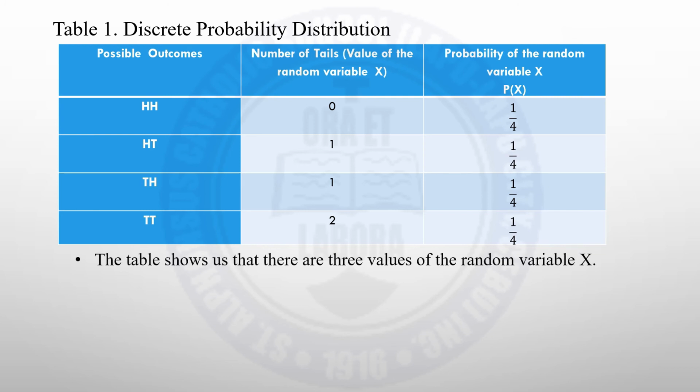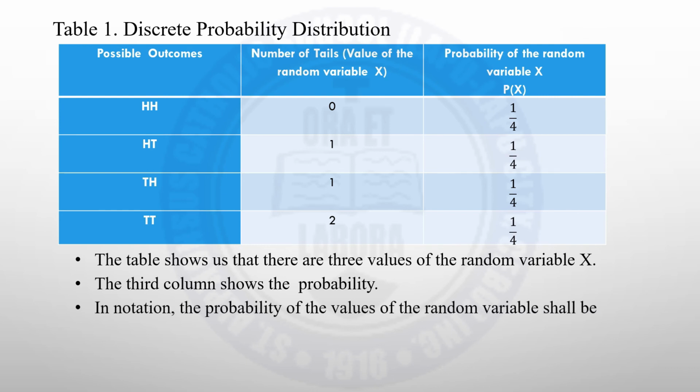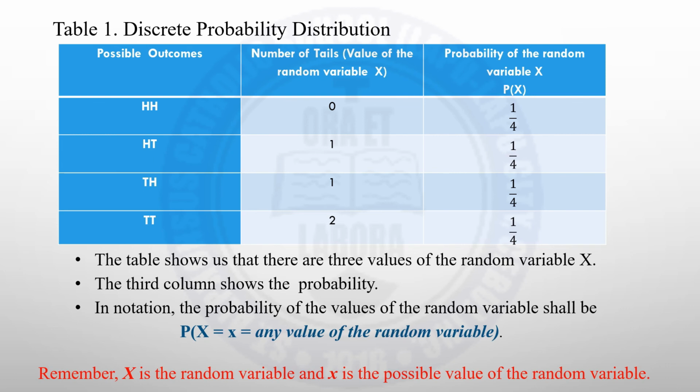The table shows us that there are 3 values of the random variable x. The third column shows the probability. In notation, the probability of the values of the random variable shall be P of the uppercase X is equal to the lowercase x, which is any value of the random variable. So, please take note, class, that the uppercase X is considered as the random variable and the lowercase x is the possible value of the random variable.